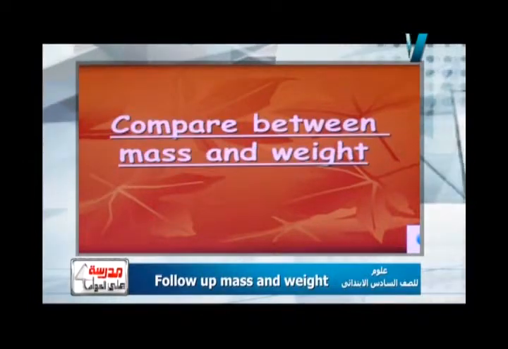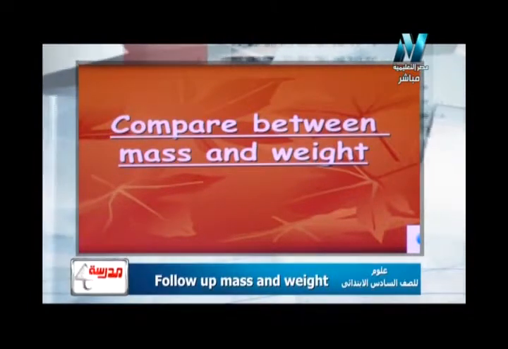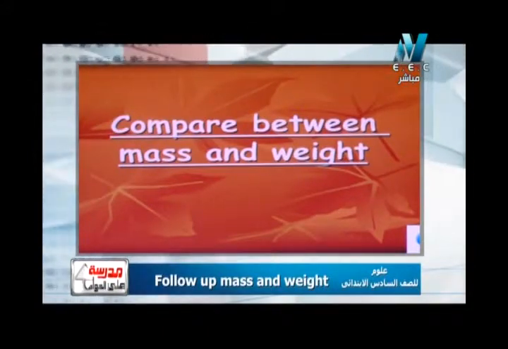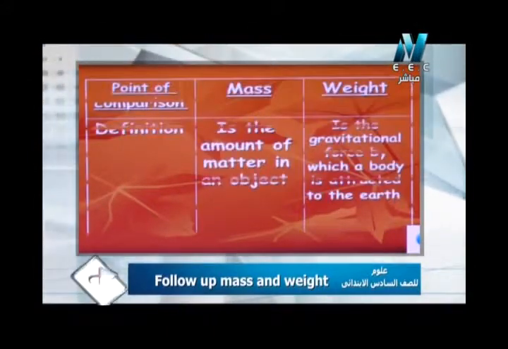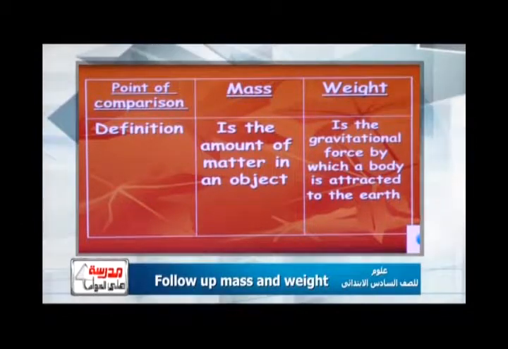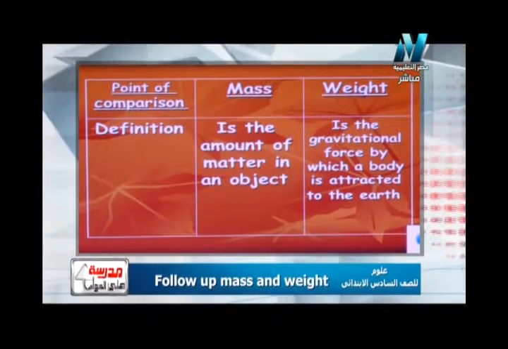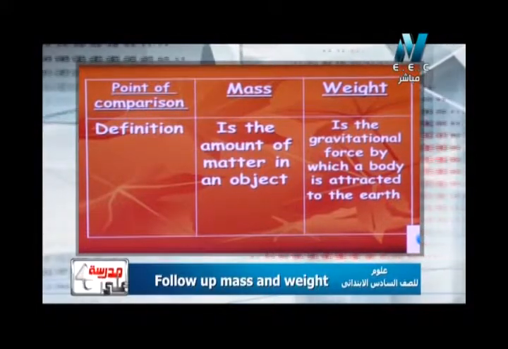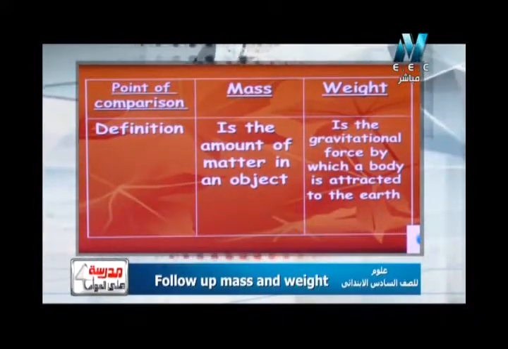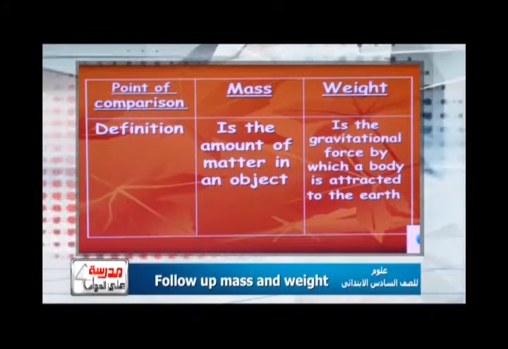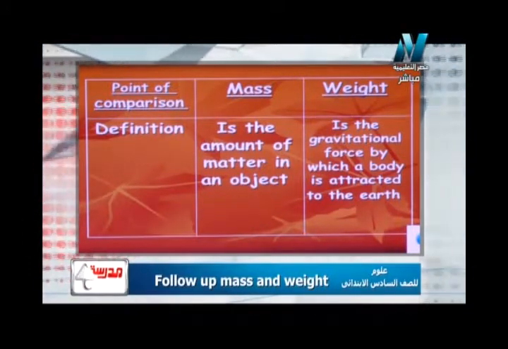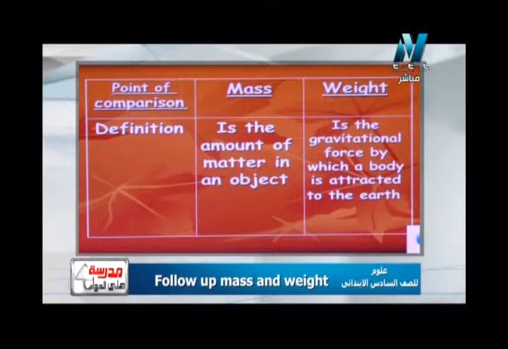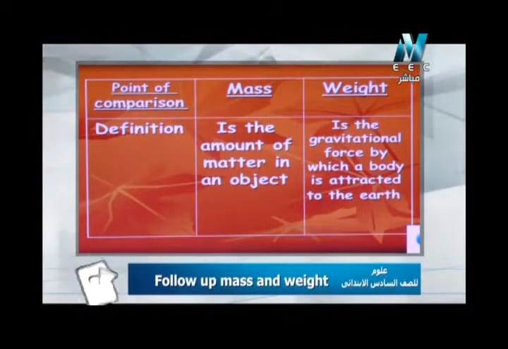So let's have a comparison between mass and weight, and after this comparison we will start how to solve a problem of mass and weight. We have a comparison between them. In the comparison we make 3 columns بعمل 3 عواميد. First column for point of comparison وجه المقارنة. For example definition of what? Of mass and weight. Mass as we know is the amount of matter in an object. So what about weight? Weight is the gravitational force by which a body is attracted towards the earth.